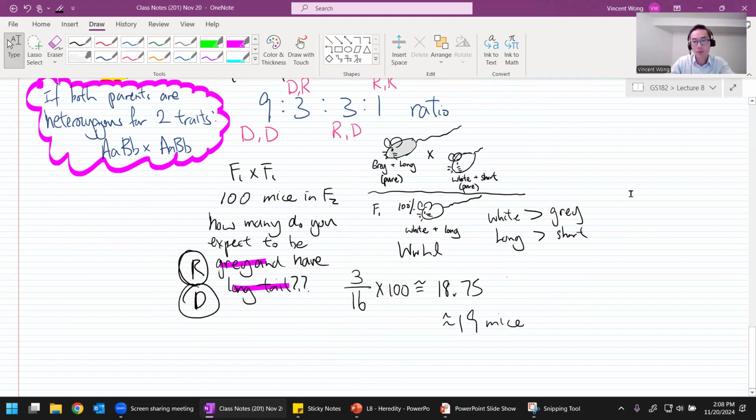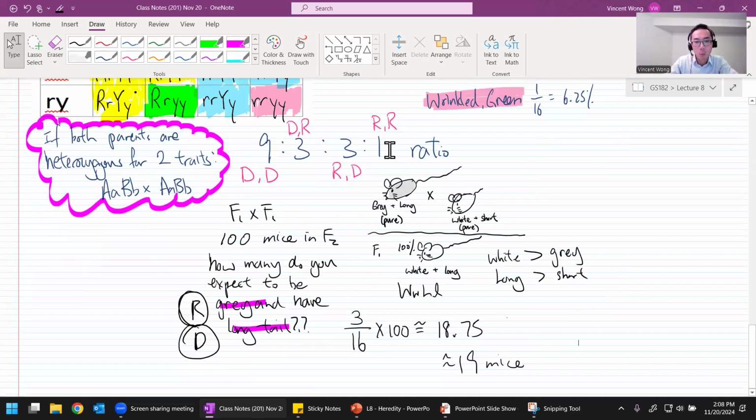Gray short. That's right. Gray is recessive. Short is recessive. So the probability of getting gray short is 1 out of 16. So if you do 1 out of 16 times 100, in 100 mice, only about 6 of them will be gray coat with short tail. Lots of work for you to go through.